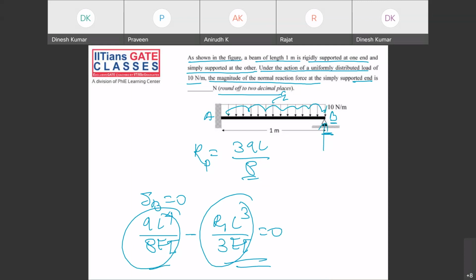So you get RP, and now everything is given. So it is 3 by 8. Q is 10 and length is 1. So you get the answer 3.75 Newton. Yeah. So I think we are done with this part, the structures part.